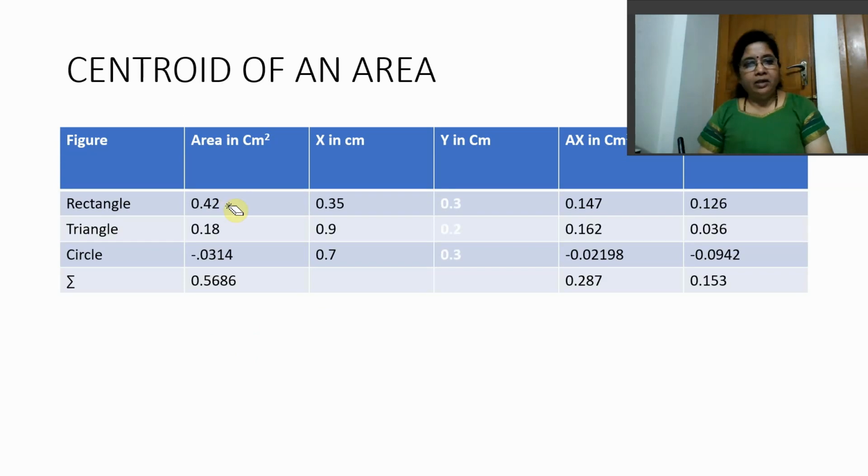You find out area of the rectangle, area of the triangle, and you have to subtract the area of the circle. Similarly, AX of rectangle, AX of triangle, subtract AX of this, and then AY of this, AY of the second one, and subtract the AY of this, then it's the same. Sigma AXi by sigma A, sigma AYi by sigma A. I think these calculations, you can do yourself. It is just the visualization that is important.